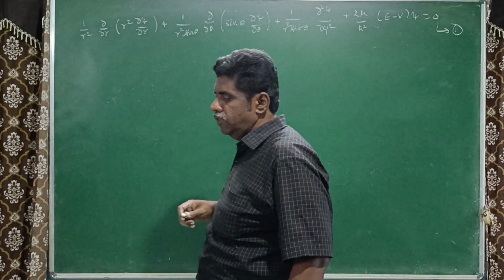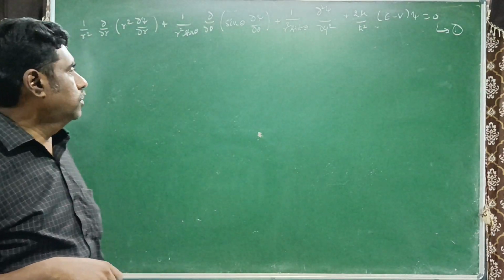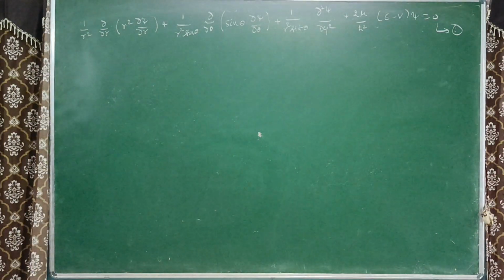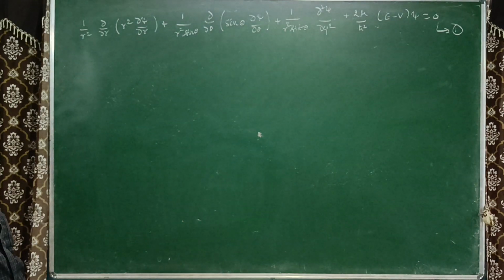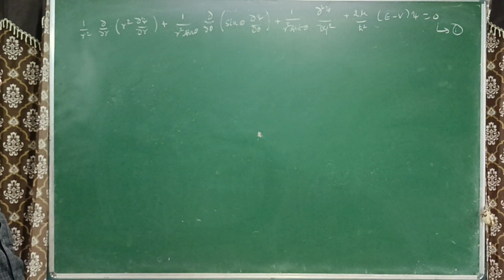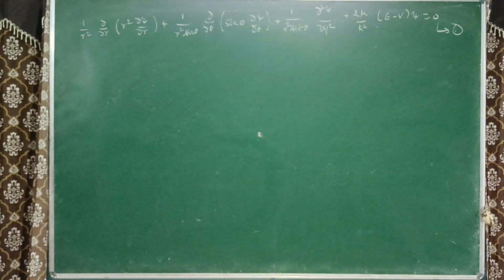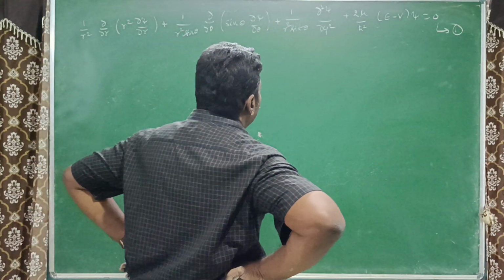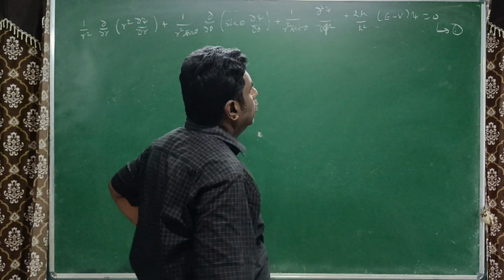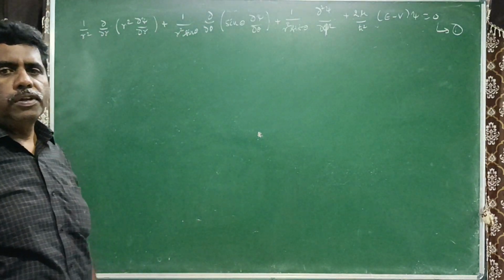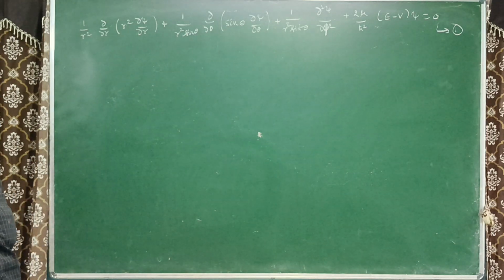So this is equation 1. We have expressed the del square operator in terms of r, theta and phi: 1 by r square dou by dou r of r square dou psi by dou r, plus 1 by r square sin theta dou by dou theta of sin theta dou psi by dou theta, plus 1 by r square sin square theta dou square psi by dou phi square, plus 2 mu divided by h cross square into (E minus V) psi equal to 0. This is the required Schrodinger equation.